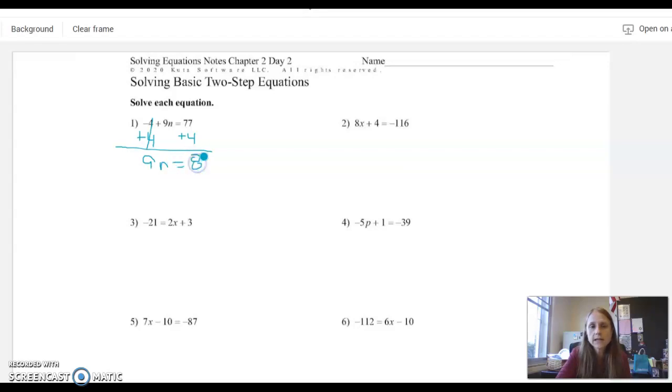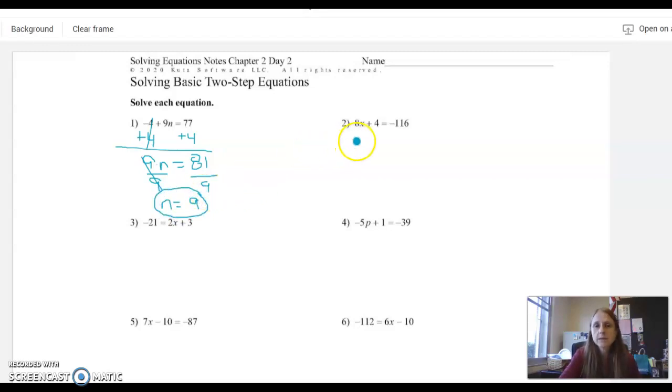So you can see that's one step. Now this is going to require a second step. N is not alone yet. 9n means 9 times n. So to get rid of this multiply by 9, we're going to divide both sides by 9. So when we divide both sides by 9, we find out that n equals 81 divided by 9 would be 9. So these are our basic two-step equations.